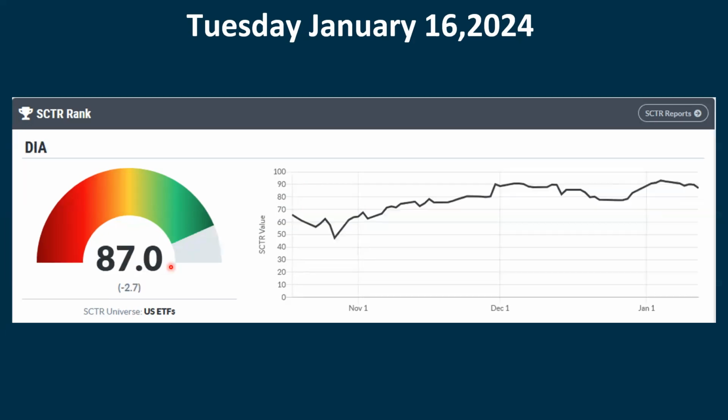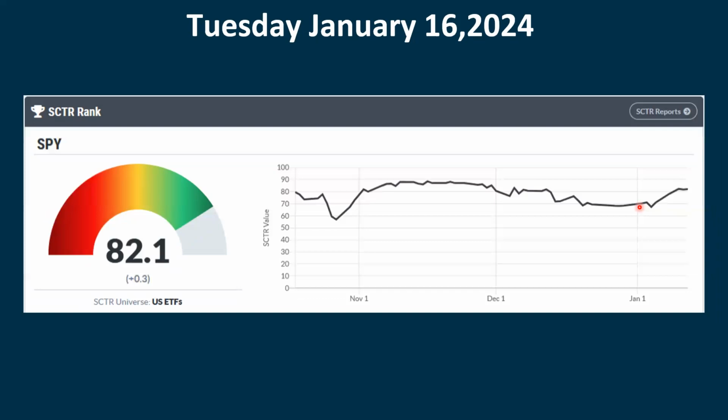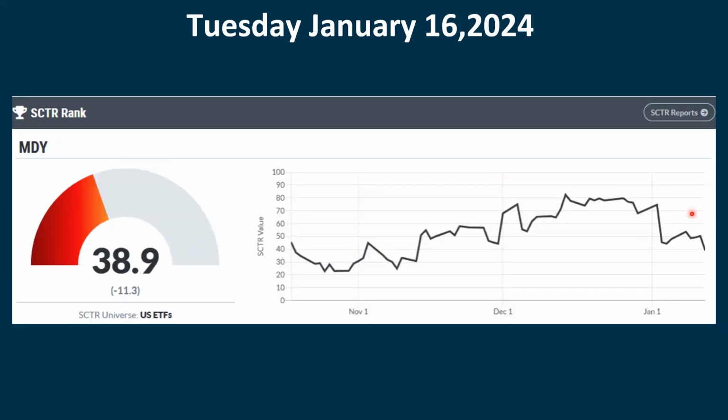In second place is the Dow at 87, where it's been doing okay and hanging in there a little bit better. It's been under some pressure lately with the news coming out of Boeing, since that's a component of the Dow, and other companies that really have an impact, because those are only 30 stocks, where we're looking at over 500 stocks for the S&P. Then in third place is the S&P, coming in at 82.1, where it tends to be holding up a little bit better.